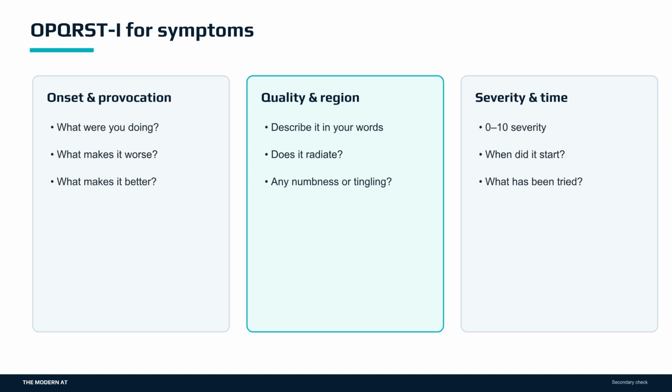OPQRST-I deepens the signs and symptoms part of SAMPLE. O covers onset and provocation, like what makes it worse or better. P, Q, R, S, T, and I cover quality and region, radiation, severity, time, and interventions.